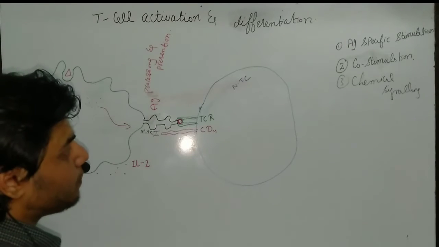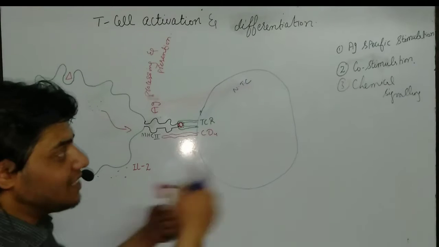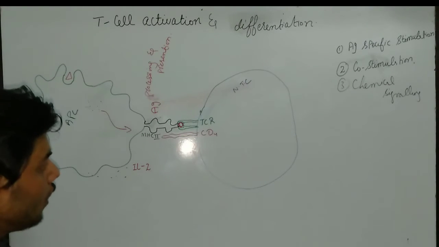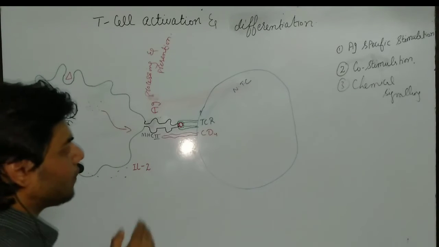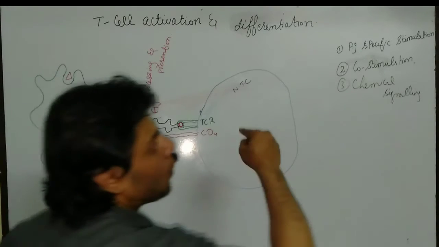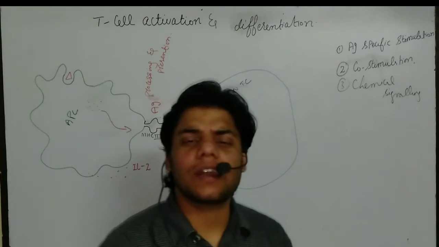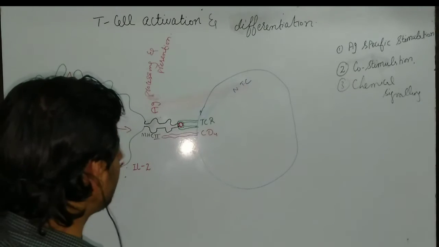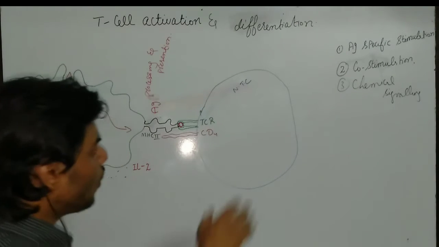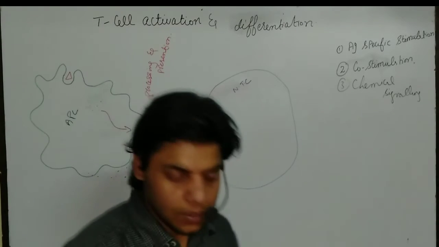Now this is the first pathway, which we call the antigen specific stimulation or signal transduction pathway. Second, we have another pathway that will be activated, and we call that co-stimulation. What does it mean? It means that there are some co-receptor molecules present on this CD4 positive cell and on this antigen presenting cell.